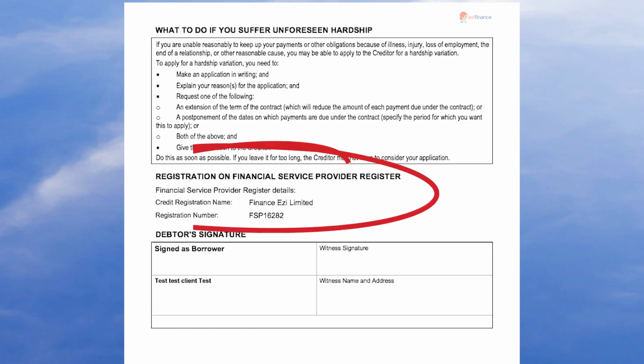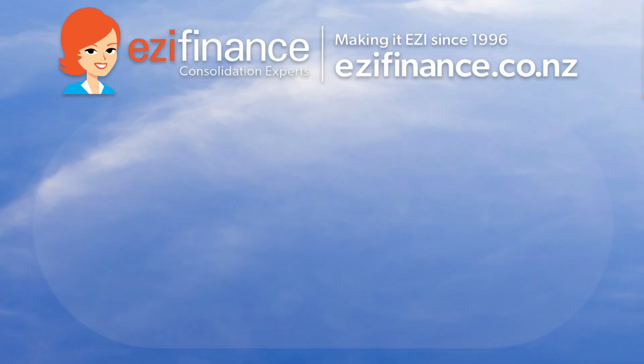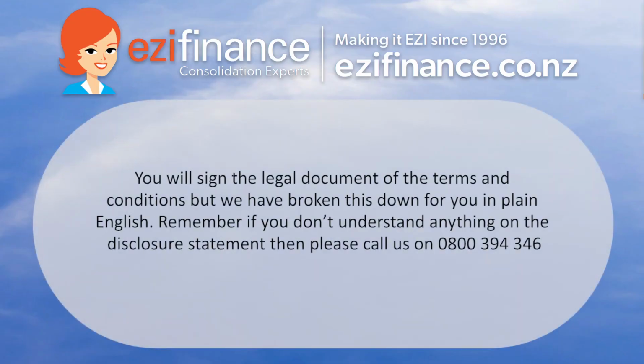Registration on Financial Service Provider Register. This shows Easy Finance Limited registration number to the creditor. Debtor's signature. This is where you, the borrowers, must sign the document. You will sign the legal document of the terms and conditions, but we have broken this down for you in plain English. Remember, if you don't understand anything on the disclosure statement, then please call us on 0800 394 346.